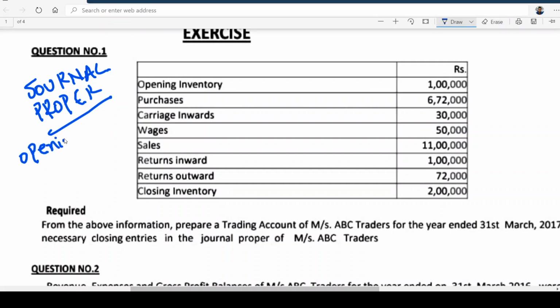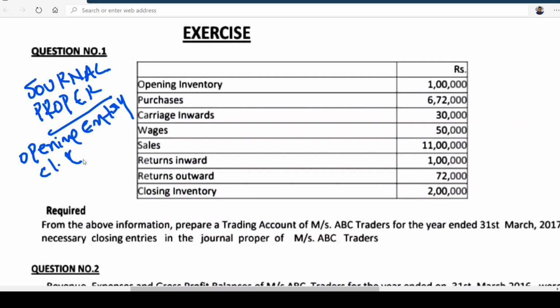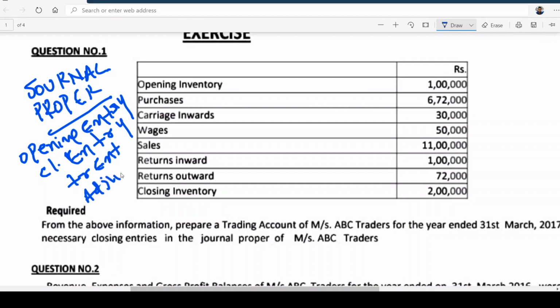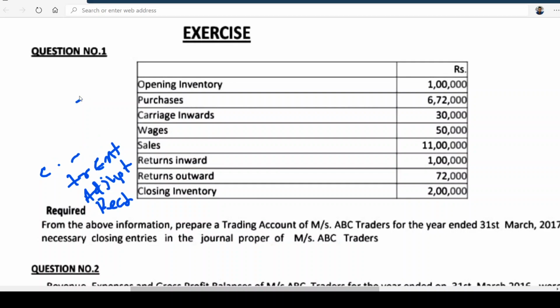Opening entry, closing entry, transfer entry, adjustment entry, rectification. I think these are the entries you write: opening entry, closing entry, transfer entry, adjustment entry, and rectification entry. Okay. So that is what is being asked. They are asking you about opening entry, closing entry, transfer entry, adjustment entry, and rectification entry. Okay. So let us see now.